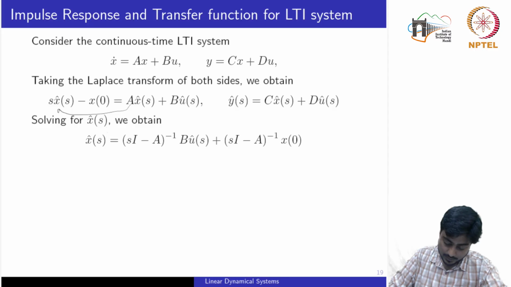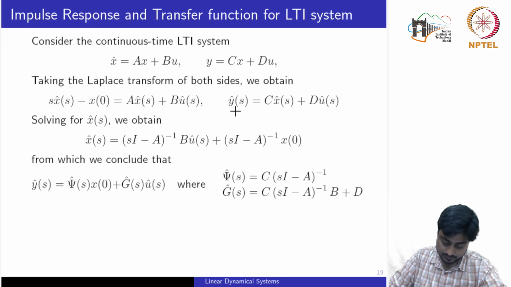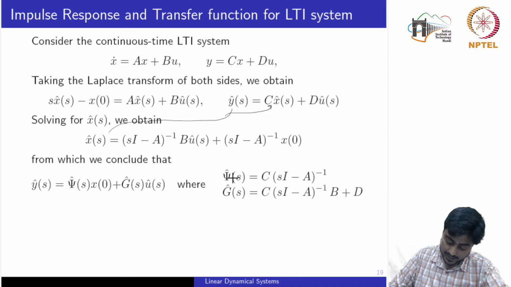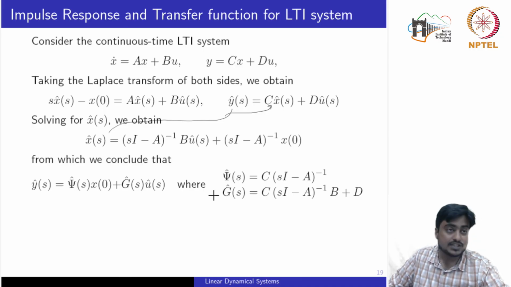Now the next step is to put this x hat of s here, from which we conclude that if I put this x hat of s into the output equation, we obtain this representation, which is y hat of s is equal to psi hat of s x naught plus g hat of s times u hat of s, where psi hat and g hat are defined by these two equations.